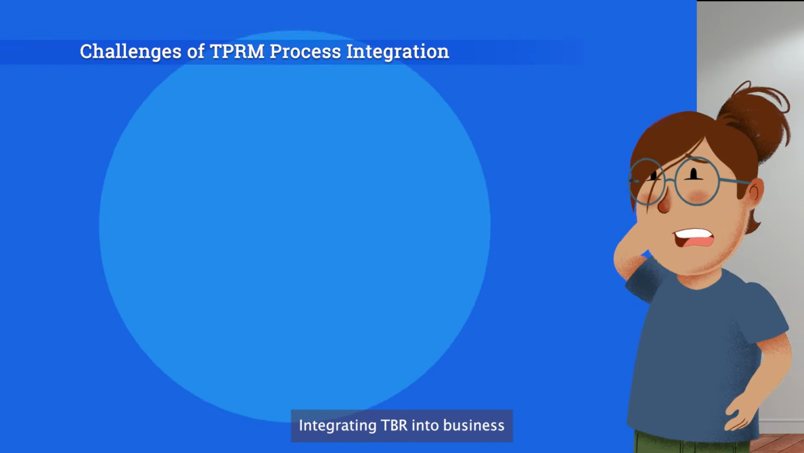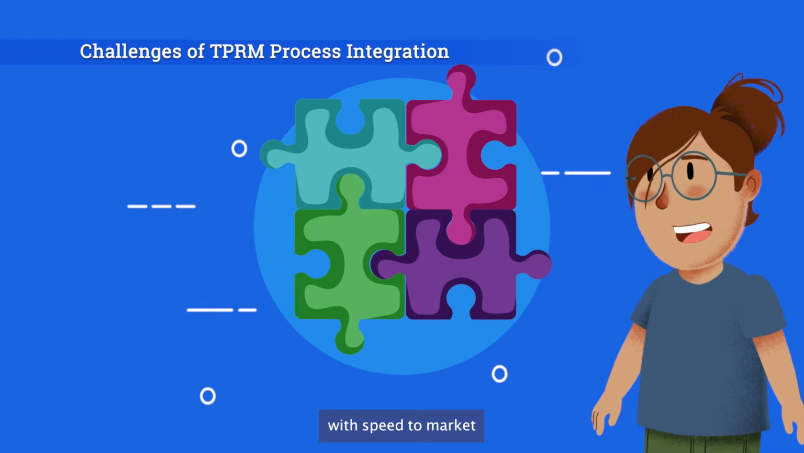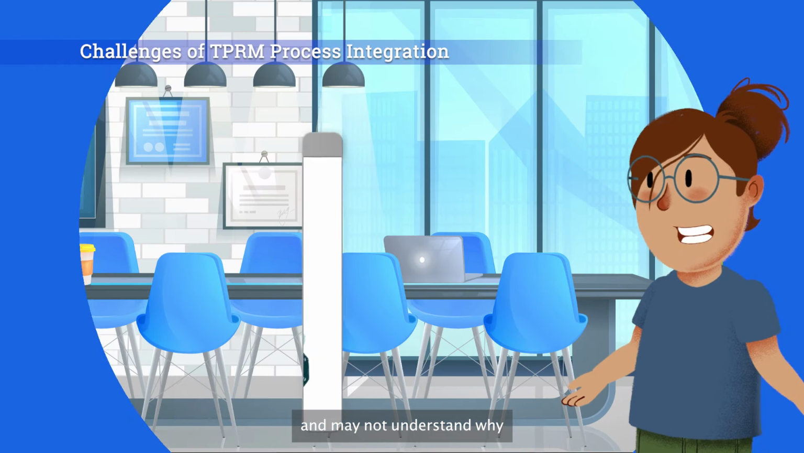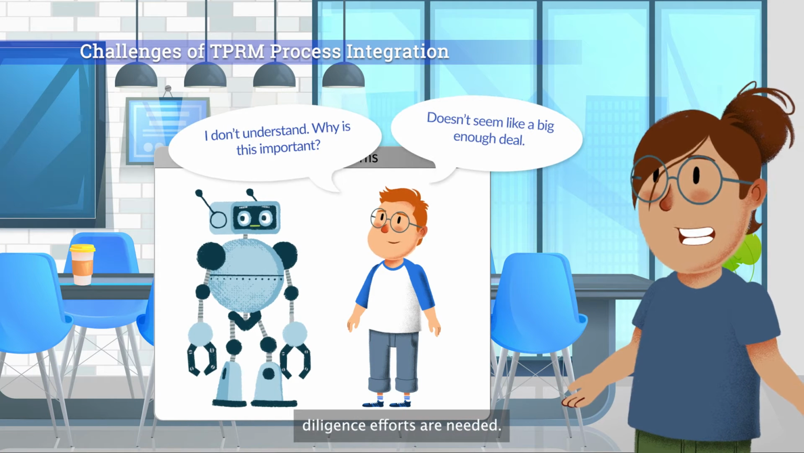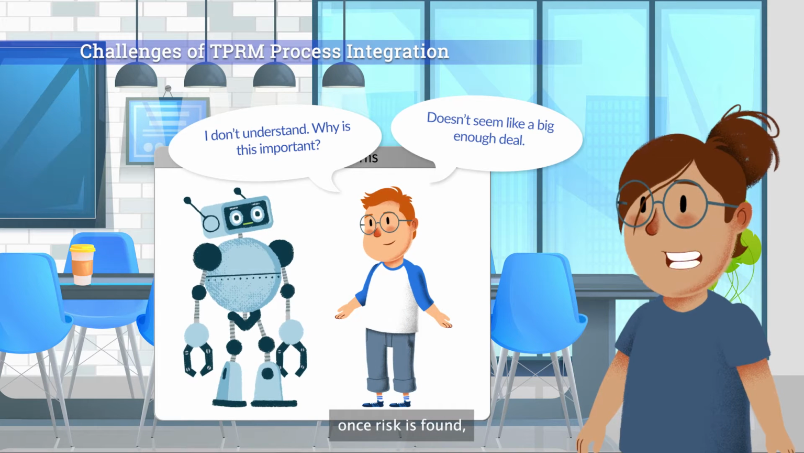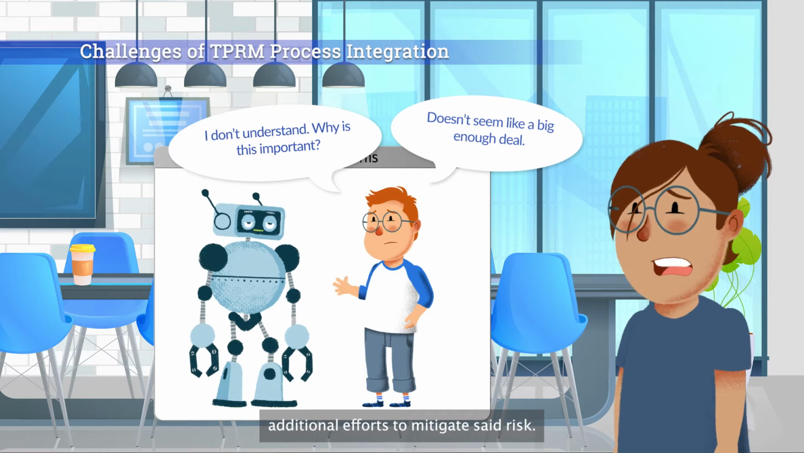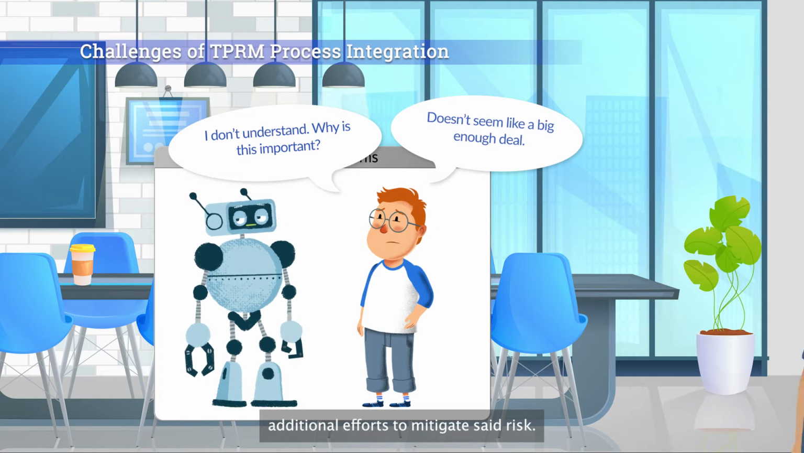Integrating TPRM into business processes can be a challenge. The business is usually concerned with speed to market and may not understand why certain third-party risk due diligence efforts are needed. In addition, once risk is found, the business may not agree with or feel it is a high enough risk to warrant additional efforts to mitigate said risk.